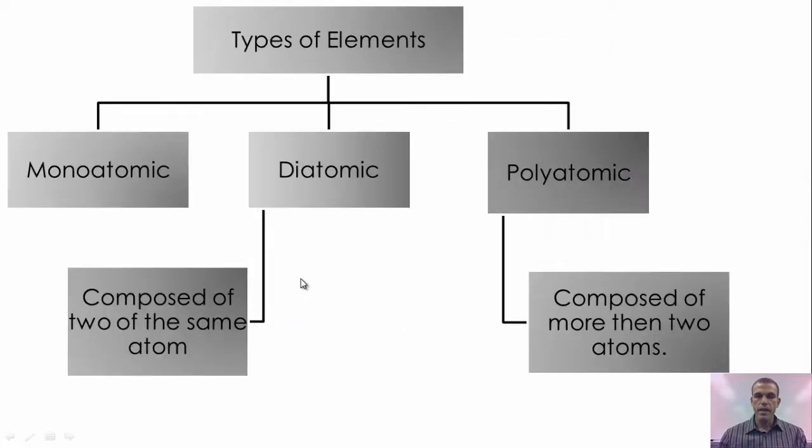So what types of elements are there? There's what we refer to as monatomic, diatomic, and polyatomic. If you remember the prefixes, mono meaning 1, di meaning 2, and poly meaning more than 2, or many. Diatomic elements are composed of 2 of the same element. Then we have polyatomic elements or polyatomic molecules, which are composed of more than 2 atoms.